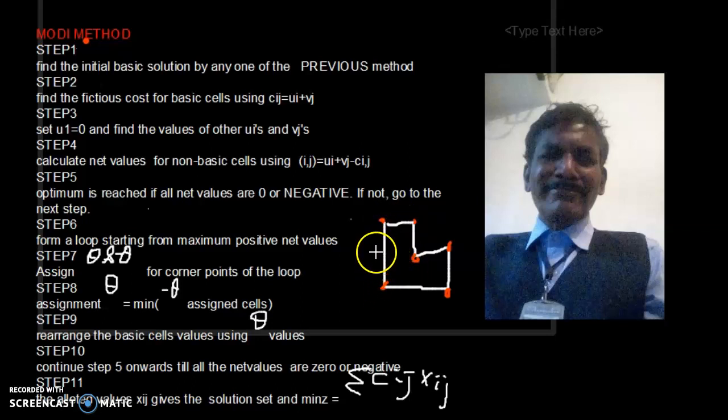Then where it starts, it has to end there. Suppose the loop starts here at the point A, then it has to end there. It can go in the clockwise direction like this, or the anti-clockwise direction like this. Anyway we can go.